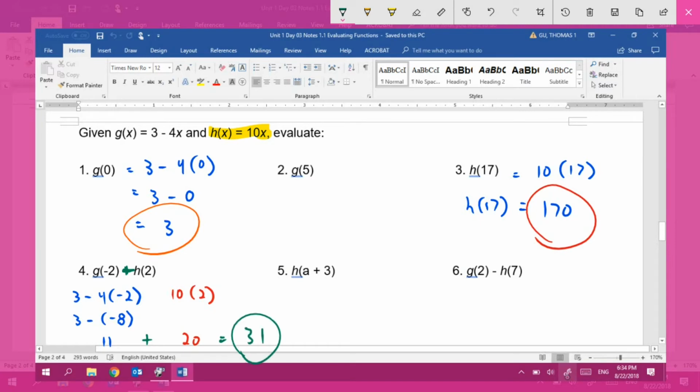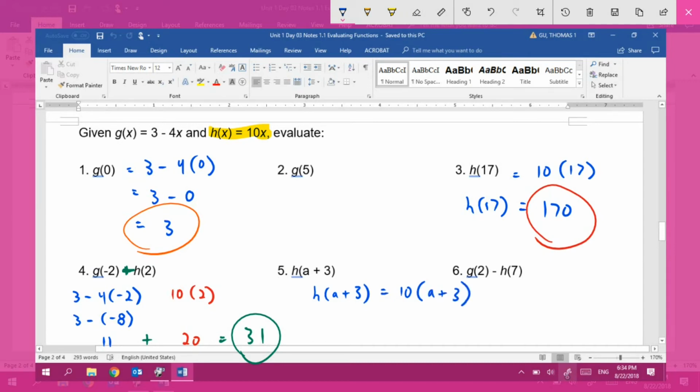Number 5, wait a second. This one looks really weird because what the heck is a? It's just a letter. It's just a variable. Don't worry. You can still do this problem just the same as always. The h function we're looking at is 10 times x. Instead of x, we're using a plus 3. So look, we're going to have h of a plus 3 equals 10 times, instead of x, I'm writing this a plus 3.